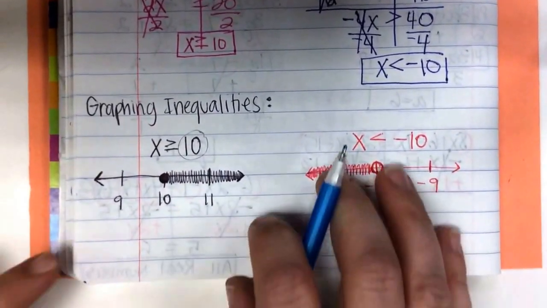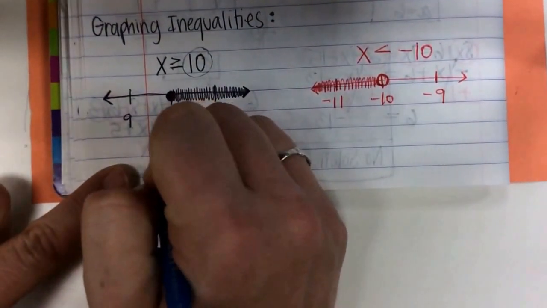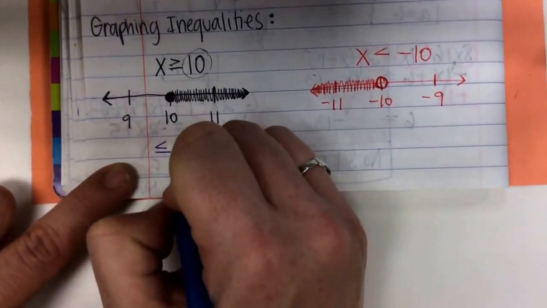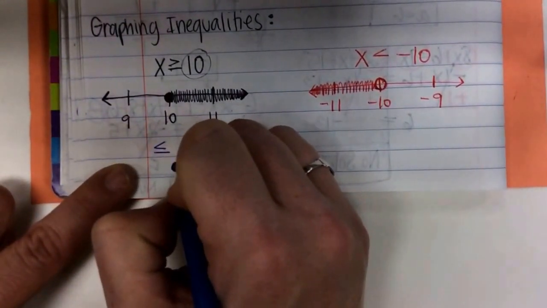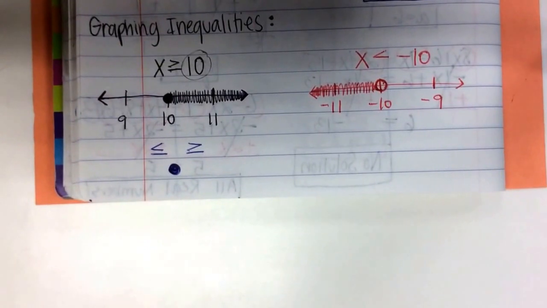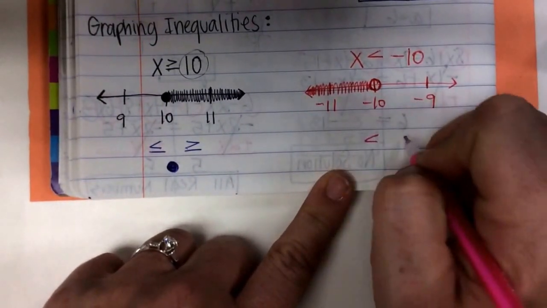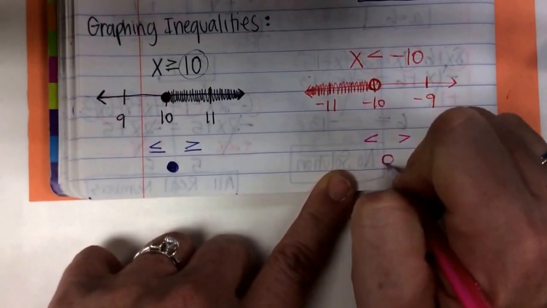So here's the rule. If it has an equal line underneath, you put a filled in dot. If it does not have an equal line, you draw a fence around it.